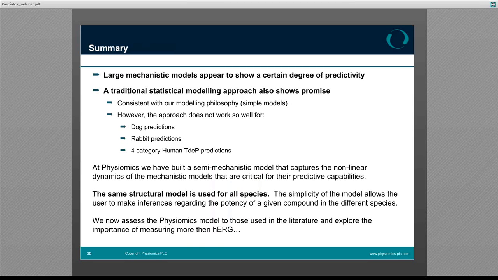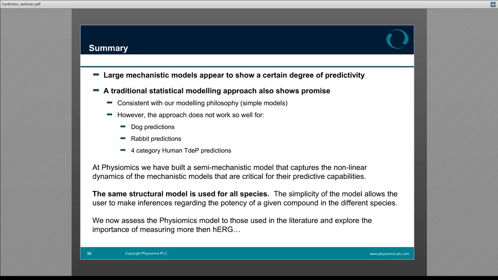So just to summarize some of these literature models, the large mechanistic models do appear to show a certain degree of predictivity. However, traditional statistical modeling approaches also show promise. And this is quite consistent with our modeling philosophies to a certain degree, in the fact that we believe that simple models are likely to be more predictive than these sort of larger mechanistic models. However, that simple approach that Chantest had developed did not work so well for dog predictions, mainly because in the dog assay and data set, there were agonists. And so this model was not suitable and did not describe a way of how you would handle agonists. It did not work so well for the rabbit predictions or for the four category human Torsades-Dubois predictions. However, it did show promise.